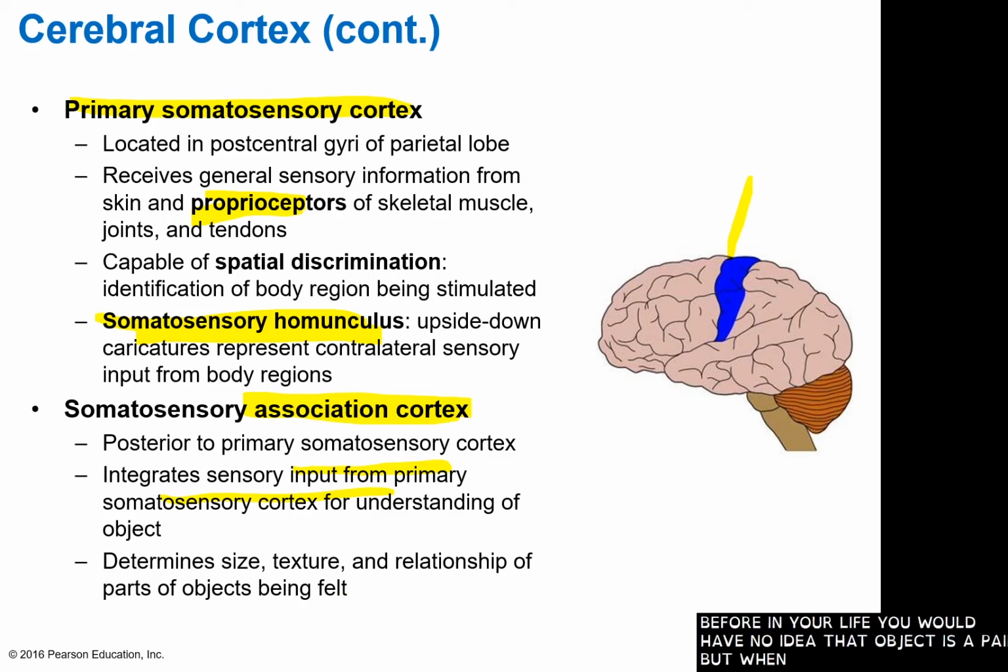But when you touch that pen, you have a somatosensory association cortex that says that's a memory of what a pen feels like. Your primary somatosensory cortex is just receiving that input. The association cortex is then like, oh, I felt this before. This is a pen. That's the easiest way I like to describe this relationship.